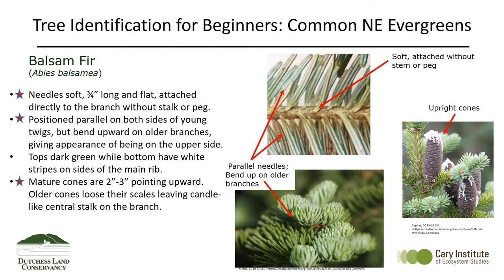If you happen to find a tree that has cones, that's a great way to determine if it's a fir of any kind and balsam fir in particular, because the mature cones point straight up off the branches. And when the cones get older, they lose all those scales and you're left with the candle-like central stalk still remaining on the branch, quite characteristic.